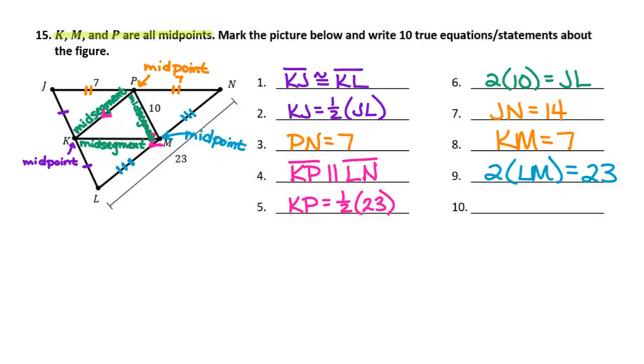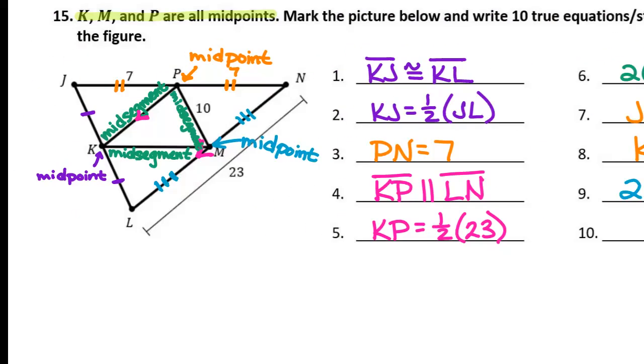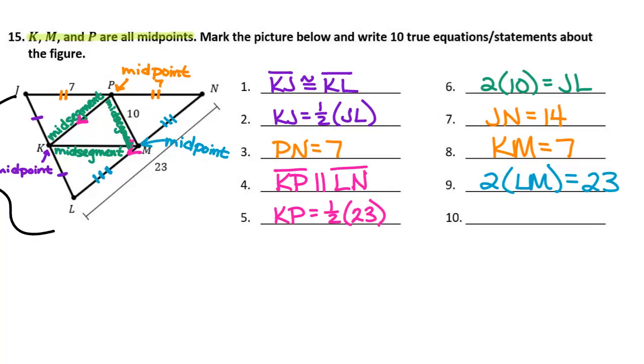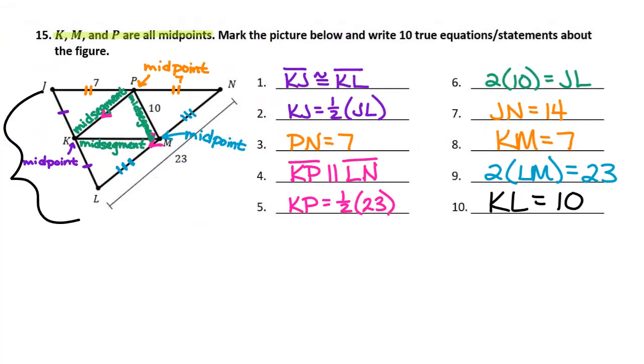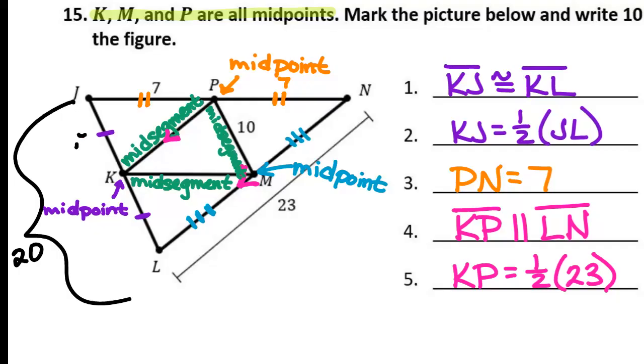KL is what? KL is 5, yes. No, sorry, close. Remember we said JL is 20, so how big is KL? 10. KL is equal to 10 because this whole side was 20 because it's twice as big as PM.